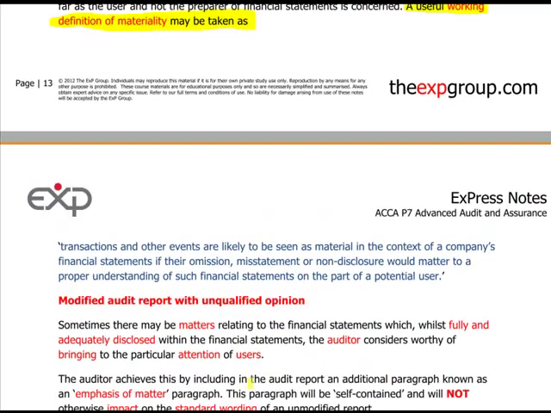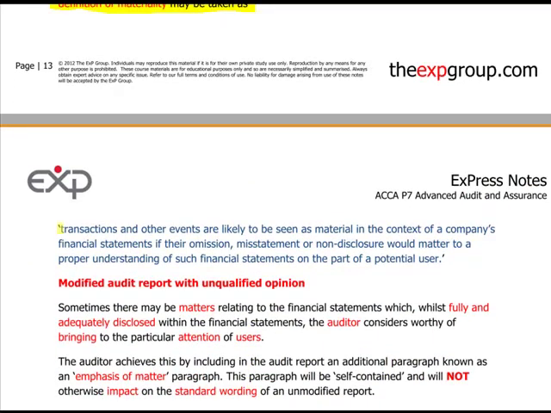A little definition here for materiality. If their omission, misstatement or non-disclosure would matter to a proper understanding of such financial statements as a part of a potential user. So in other words, if a user would be affected in their views because of something that is omitted, misstated or non-disclosed, then it's material.